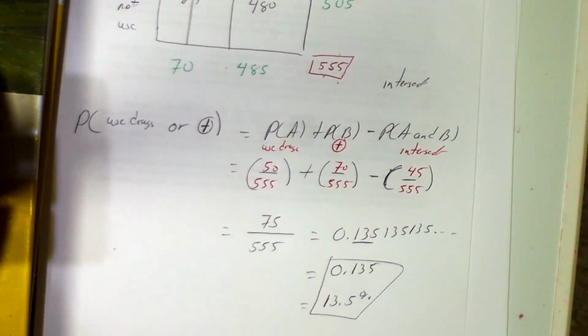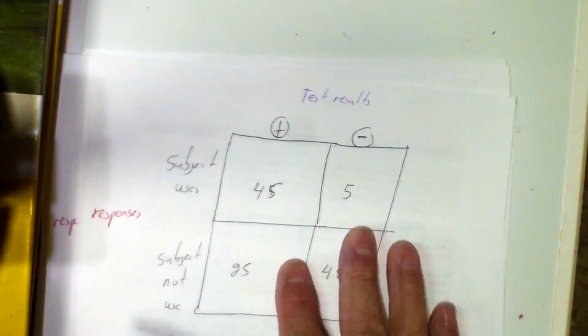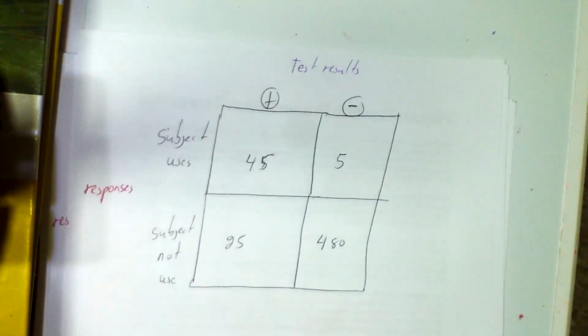Right? Let's do another example. Here's another one. I'm going to put my picture up again. I'm going to add up my columns and my rows.